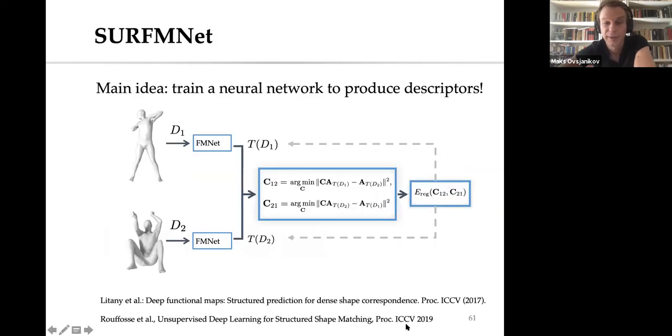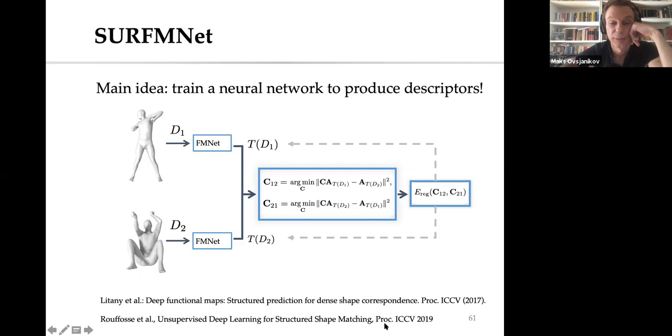Now, there was a paper that was proposed in 2017 called Deep Functional Maps, from Litani et al., not from us. The idea was, let's learn the features. We have some ground truth correspondences, and let's learn the features such that the resulting maps are as close as possible to the ground truth. What they did is they started with some input descriptors, some short descriptors, and then tried to modify them.